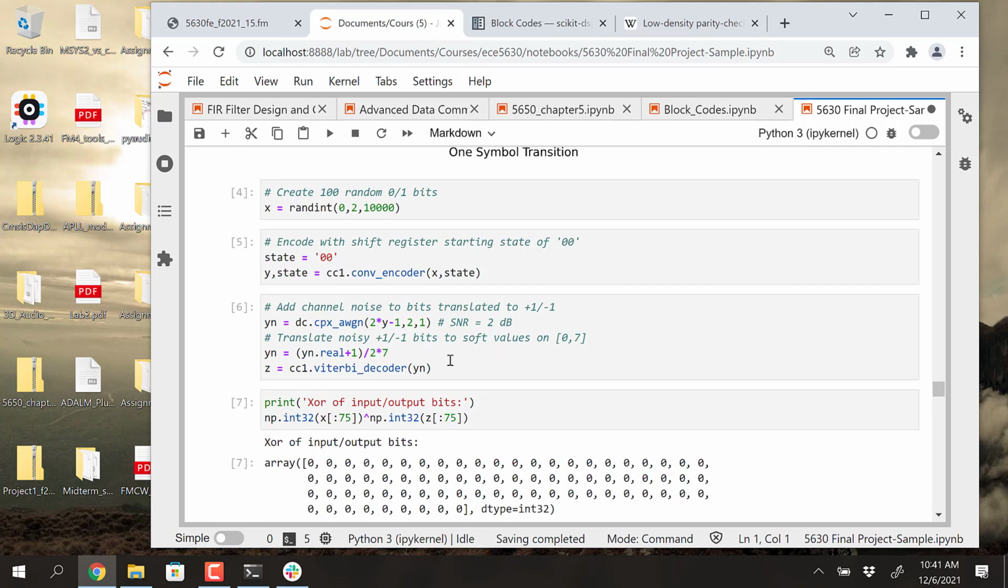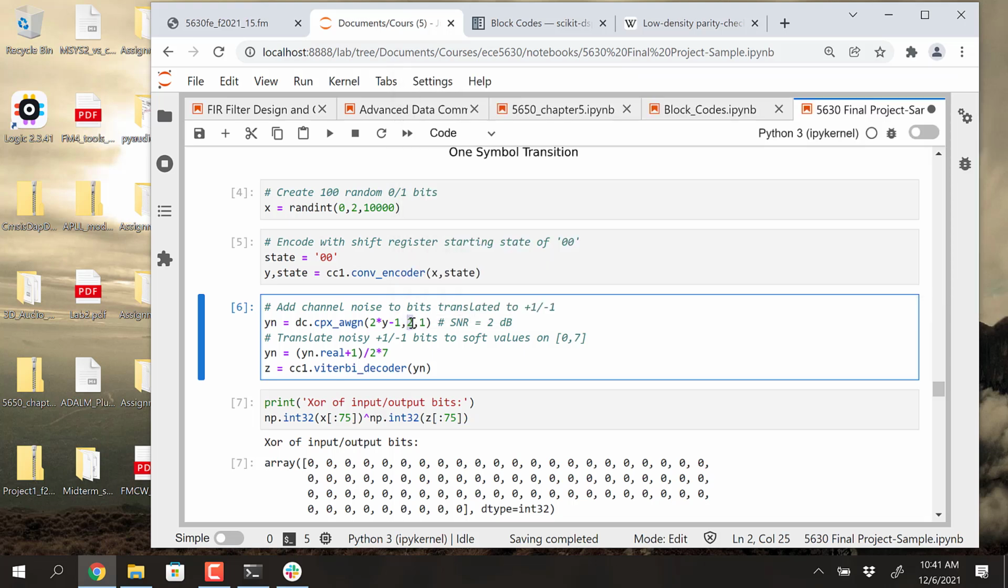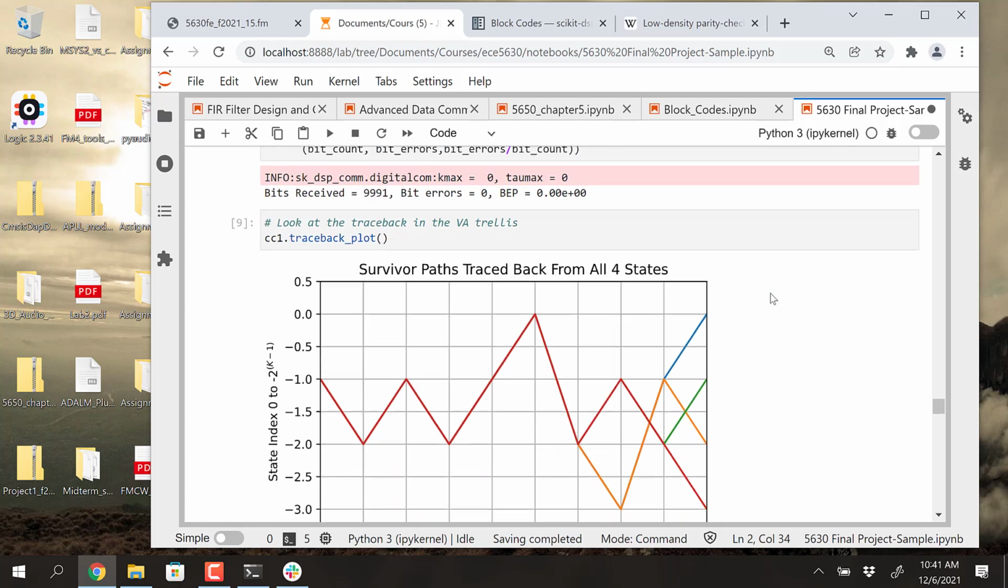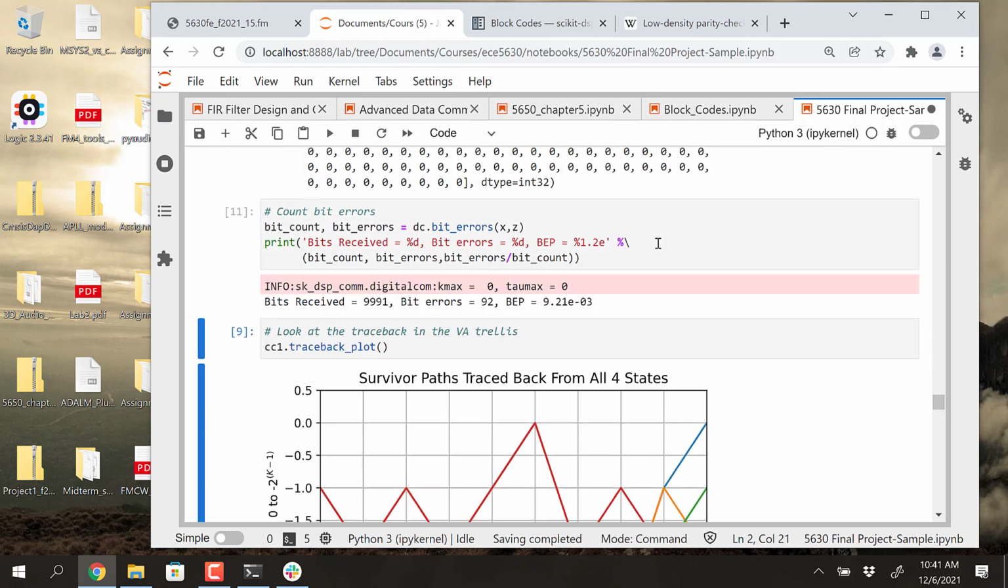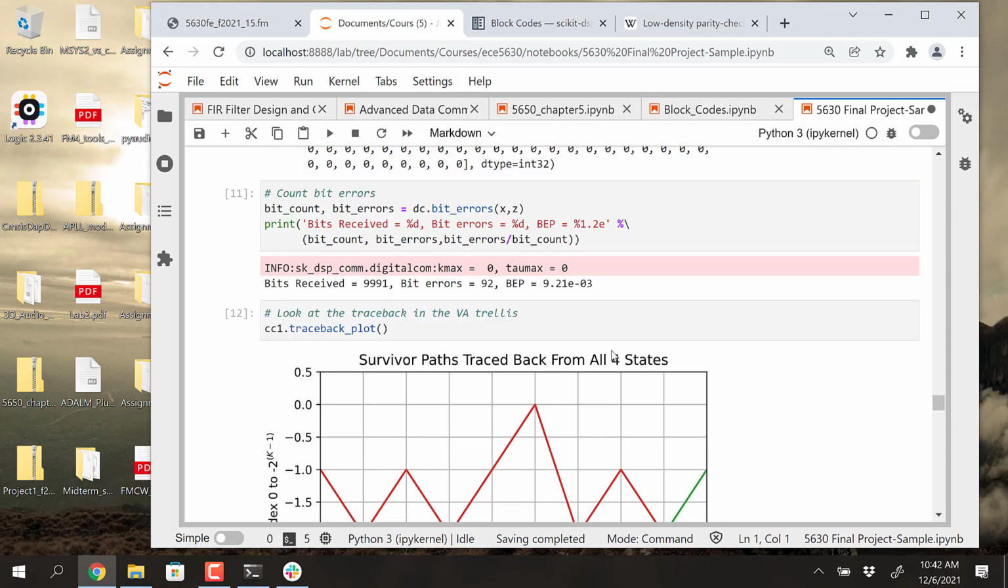And to show you what I mean by that, suppose I take the signal to noise ratio. Right now it's at 2 dB. Make sure I get this right. Es over N0, yeah, 1 bit per symbol. So if I take this down to 0 dB and run it again, I think I will get some bit errors, but maybe not, because I got 92 bit errors. Here the traceback is still looking good though.